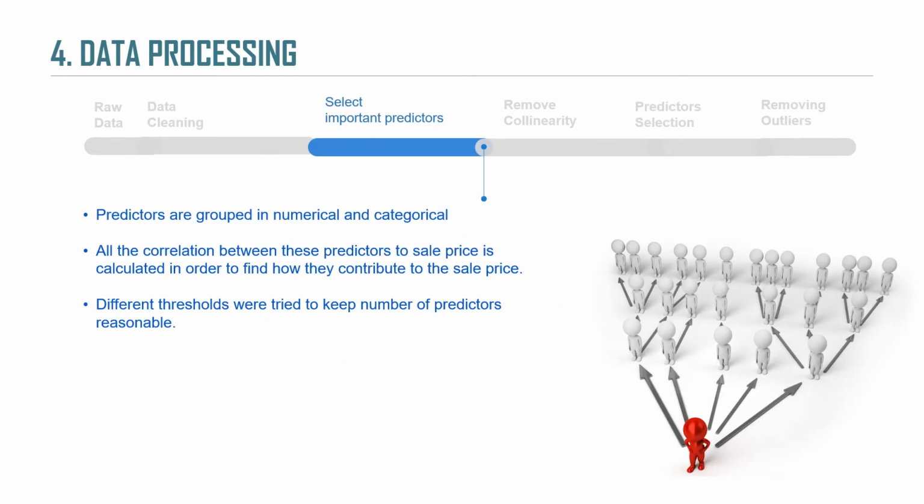Now moving on to selecting important predictors. Initially, the predictors are grouped into numerical and categorical. Then, the correlation between sales price and predictors is calculated. The goal is to understand how the predictors contribute to the response variable, the sales price. Different thresholds were tried, and only one suitable threshold for numerical and one for categorical were chosen to keep the number of predictors at a reasonable level.